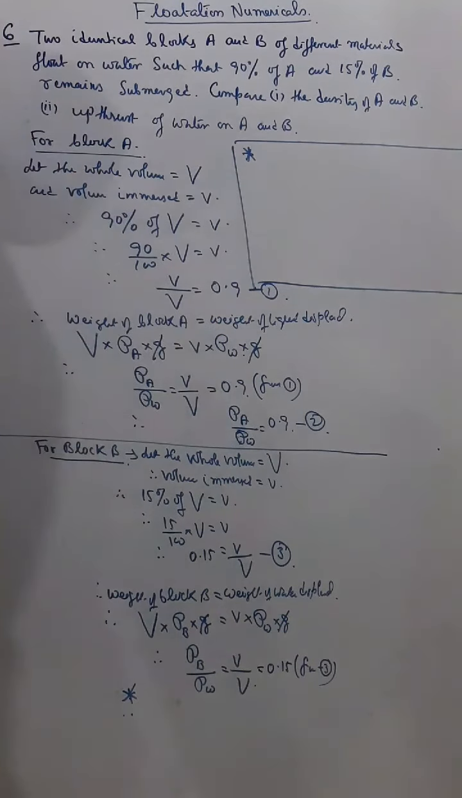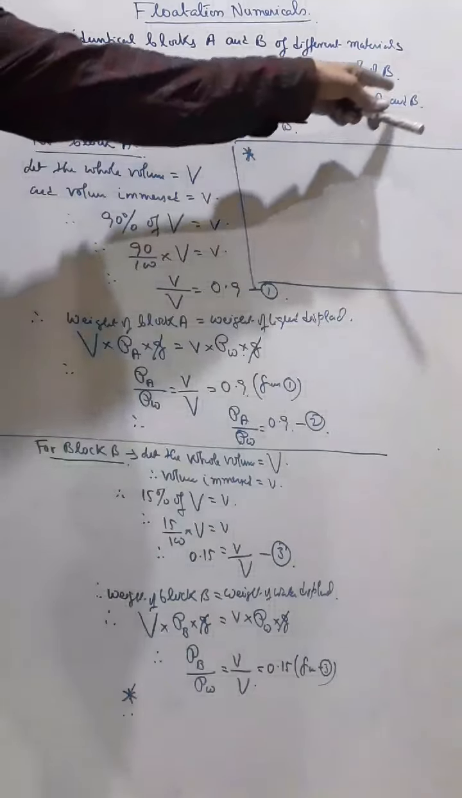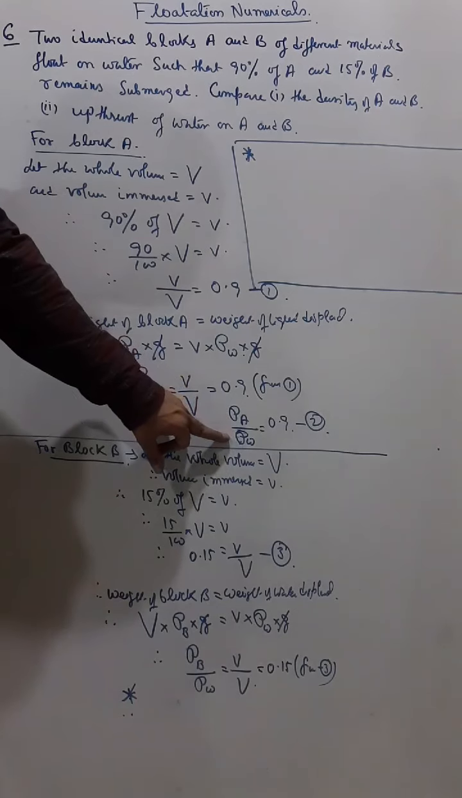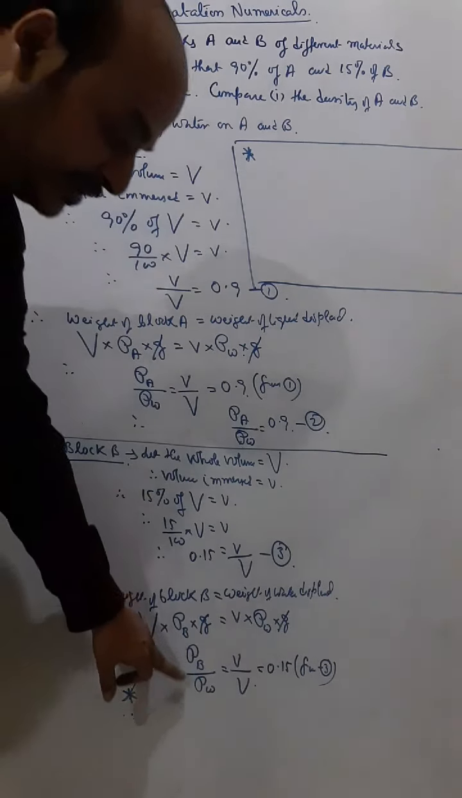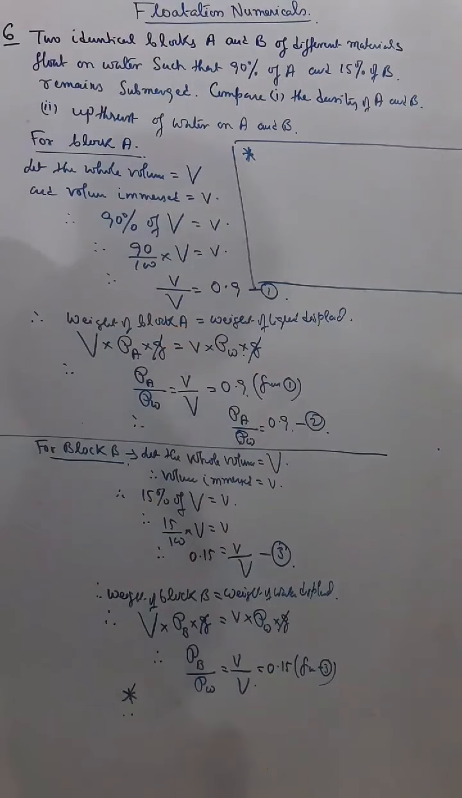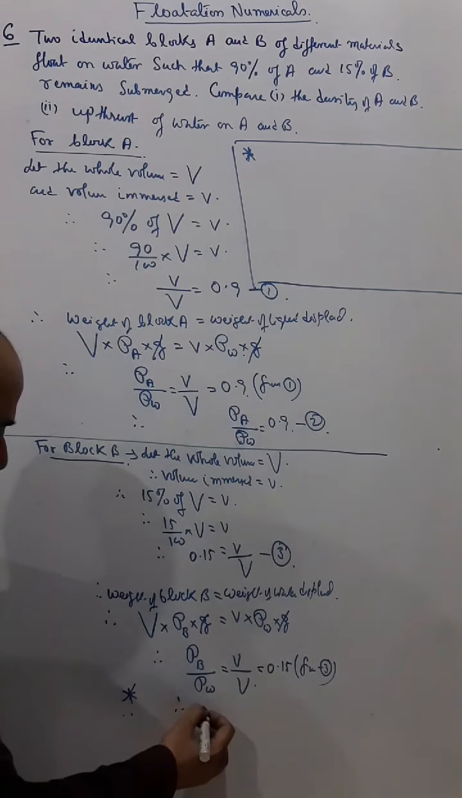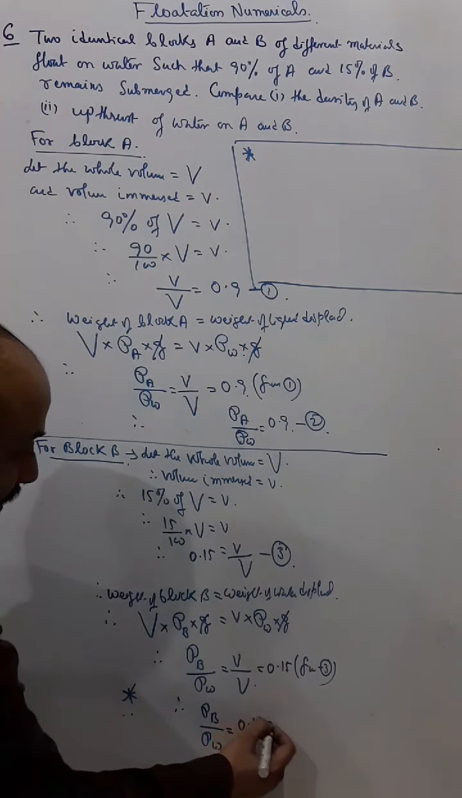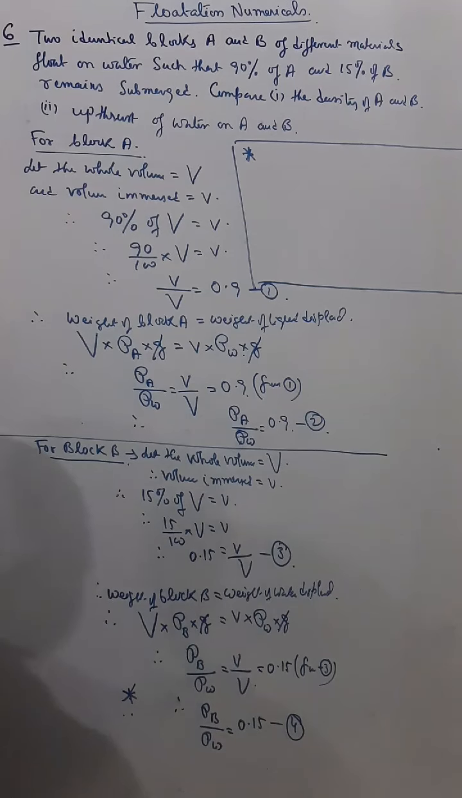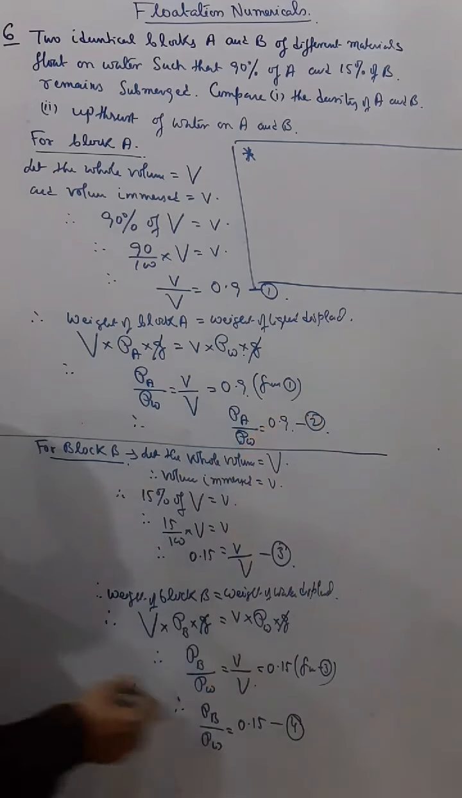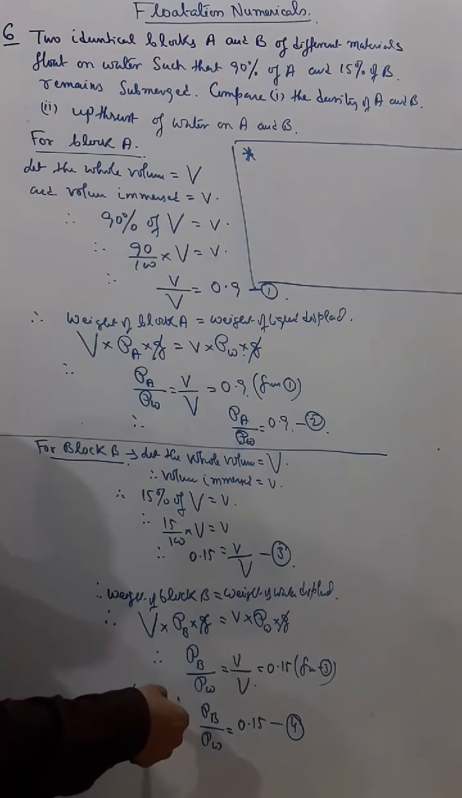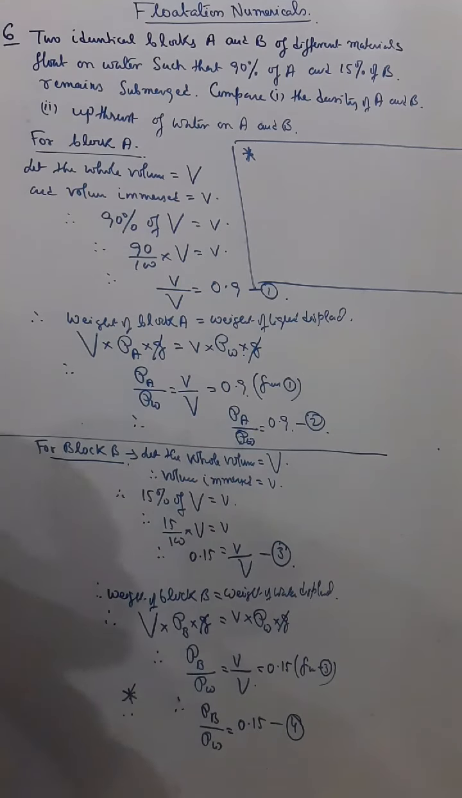Now you see we have to compare the density of A and B. We have to find density of A by density of B. Here you can see it is density of A by density of water, and here it is density of B by density of water. Now if I divide this number 2, so finally here we got density of B by density of water is 0.15. So let it be number 4. Now if I divide 2 and 4, then density of water and water get cancelled, and finally we get the ratio of density of A by density of B.